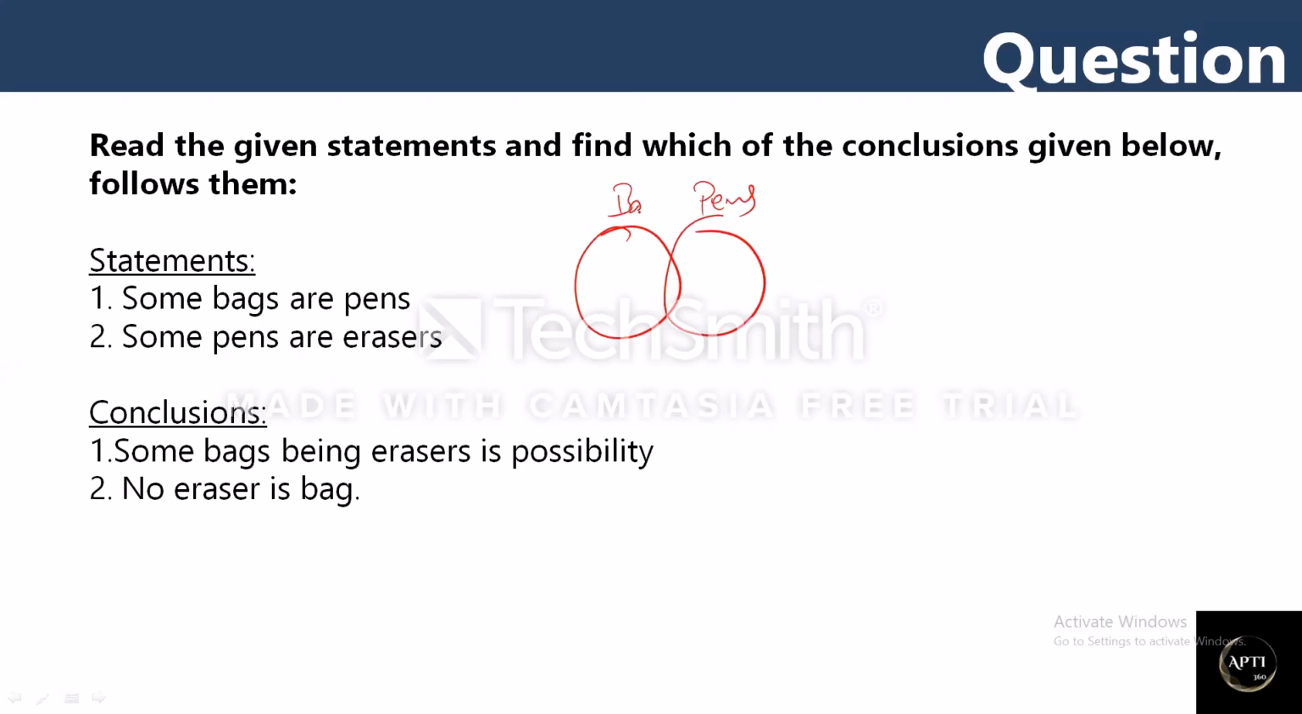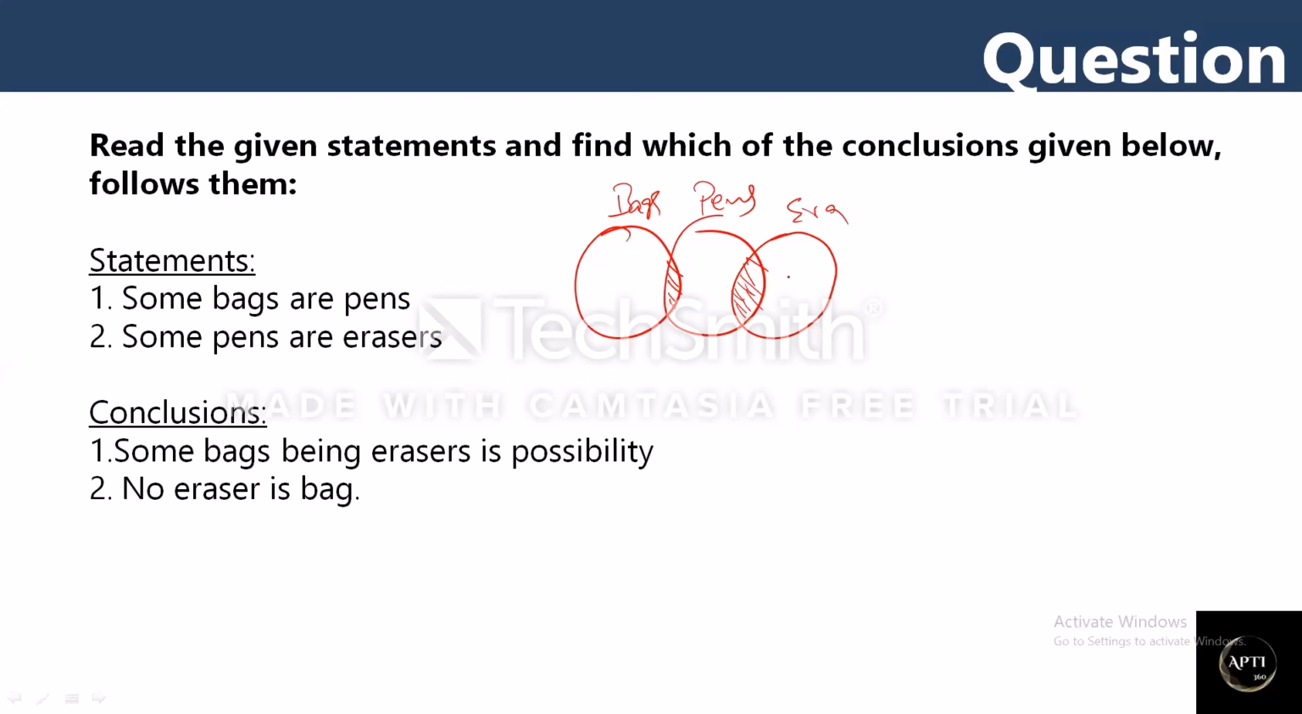Some bags or pens. Why? Because some part of the bags is occupied by pens. Next, some pens are erasers. Some pens are erasers means I should not disturb the bags. Only circles between pens and erasers. Some part of pens are erasers, of course.